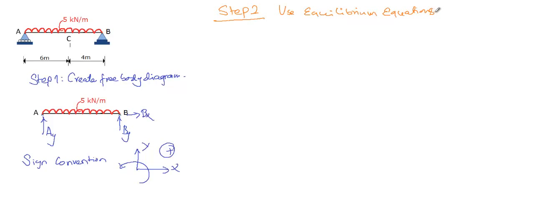So the first step in this one is to use summation of force in x direction equals 0. So there is only one reaction Bx and there are no other horizontal forces, so Bx equals 0.